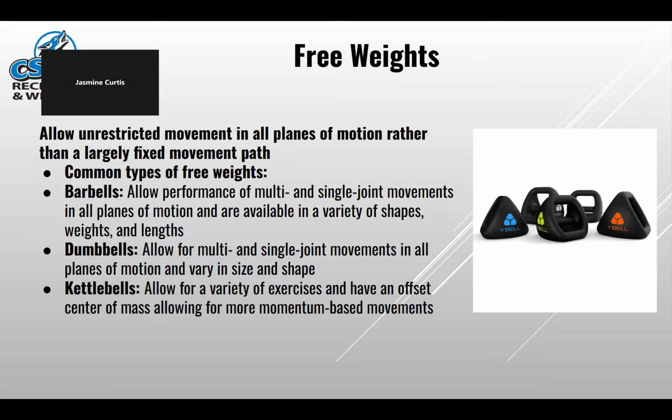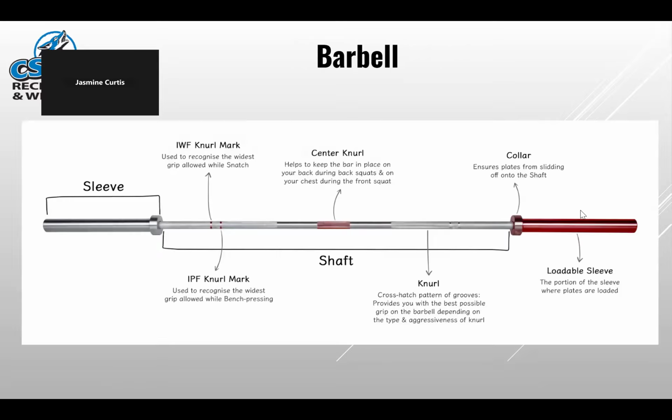Barbells allow performance of multi and single joint movements in all planes of motion, and there's tons of different shapes. There's even hex bars, there's different weights, there's different lengths, there's different barbells for different types of sports, which we'll get into. Dumbbells allow for multi and single joint movements in all planes of motion, and they vary in size and shape and even color. Kettlebells allow for a variety of exercises. They have an offset center of mass. So it does take a little bit of getting used to when pressing because that center of mass is usually going to be on one side of the forearm and just takes a little bit of practice.